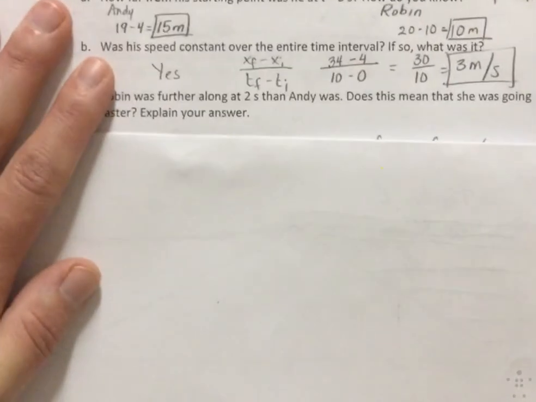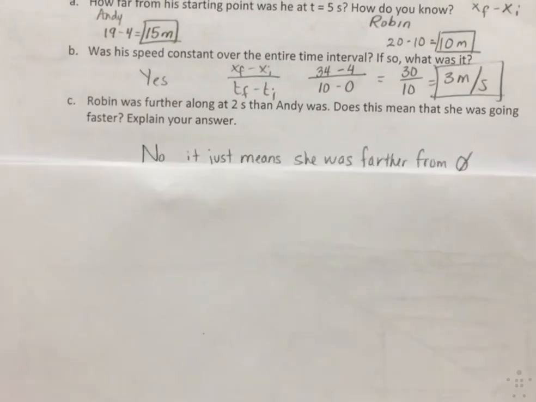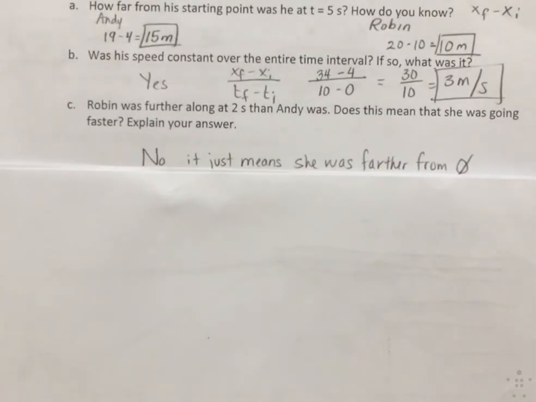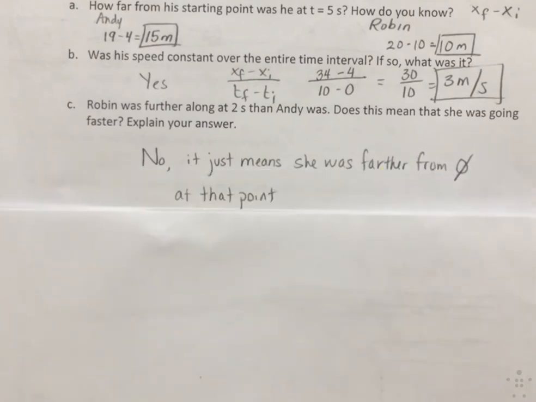So when I answered my question, I said, even if I don't know the speed, here's what it tells me. No, it just means that she was further from 0 at that point in time. Doesn't necessarily mean she was faster. She may have started 5 meters ahead of Andy, but it does not mean she is faster. It just means she's farther from 0 at that point in time.